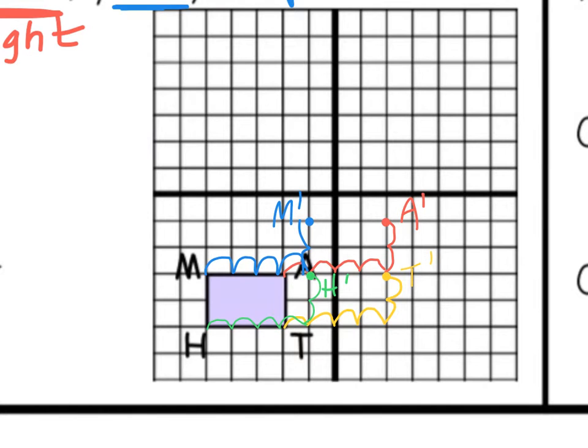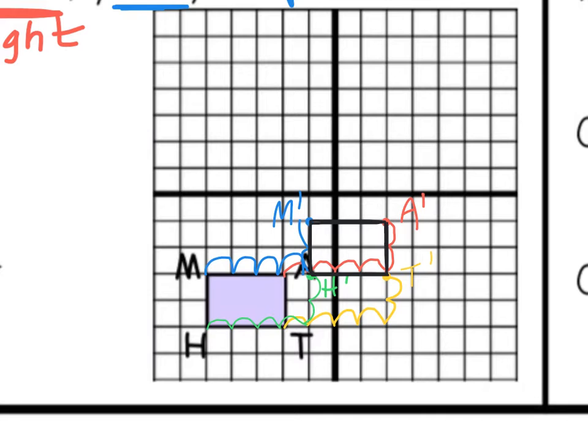Okay, so then we connect everything. So we're going to go here to here to here. Okay, so you can see that we've moved the whole figure 4 to the right and 2 units up.